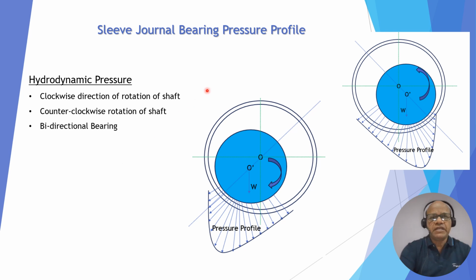Now, the slip journal bearing pressure profile. Sorry, this is anti-clockwise. This is clockwise. If the shaft is rotating like this, the pressure profile is something like this. The area is converging here. Similarly, if it is rotating counterclockwise, you can see the area is converging. So the slip journal bearing is a bi-directional bearing. It is suitable for both directions.